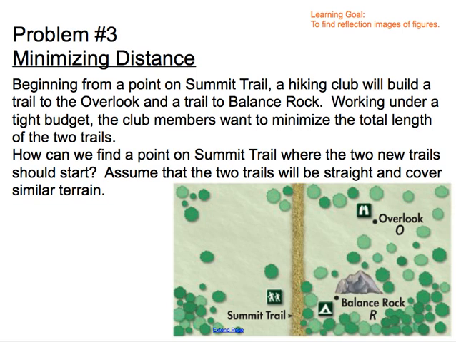So our third question is about minimizing distance. It says that beginning from a point on Summit Trail, a hiking club will build a trail to the overlook and a trail to Balance Rock. Working under a tight budget, the club members want to minimize the total length of the two trails. How can we find a point on Summit Trail where the two new trails should start? We want to assume that the two trails will be straight and cover similar terrain.